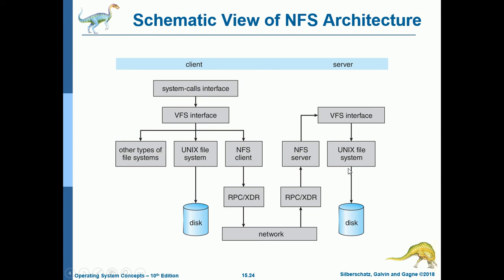So disk, Unix file system, VFS interface, NFS server, RPC or XDR, and then network, and then the corresponding RPC XDR of the client, then the NFS client, and then the VFS interface, system calls interface, until the client has acquired the copy of the file from the disk of the server.